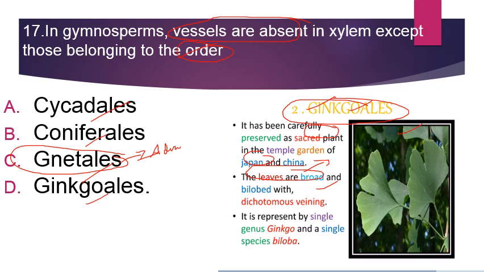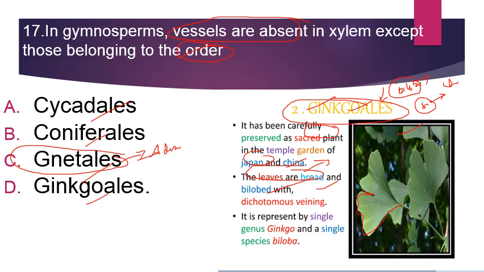Next, Ginkgoales. Ginkgo biloba is known as a living fossil because it is the single representative of its group, and in its natural form it is found only in a few forests of China. So it has been carefully preserved as a sacred plant in the temple gardens of Japan and China. The leaves are broad and bilobed. This is also known as the maidenhair tree.